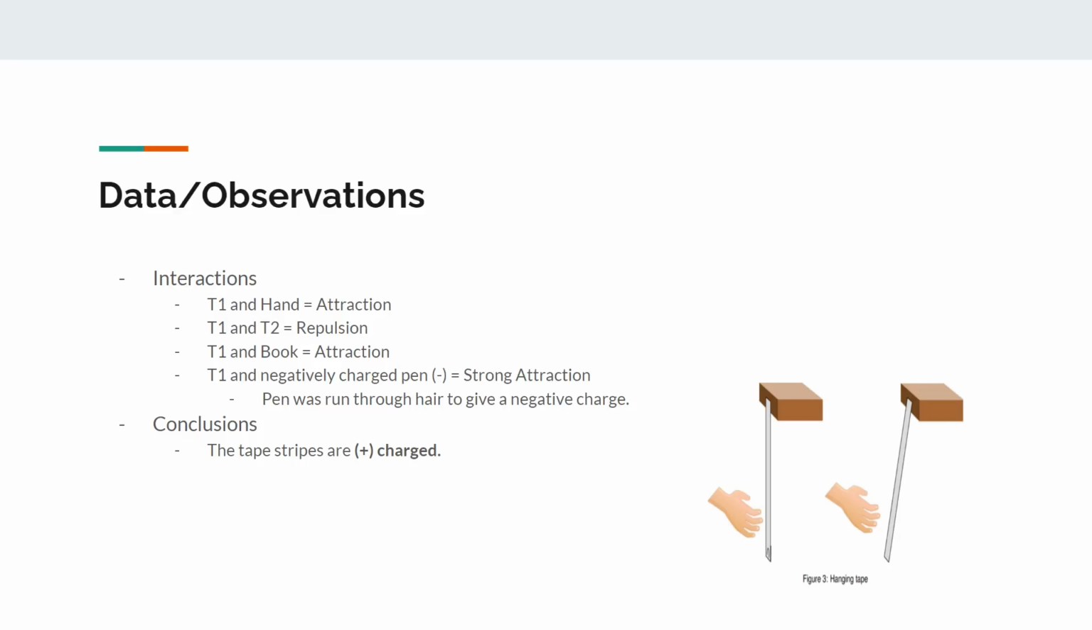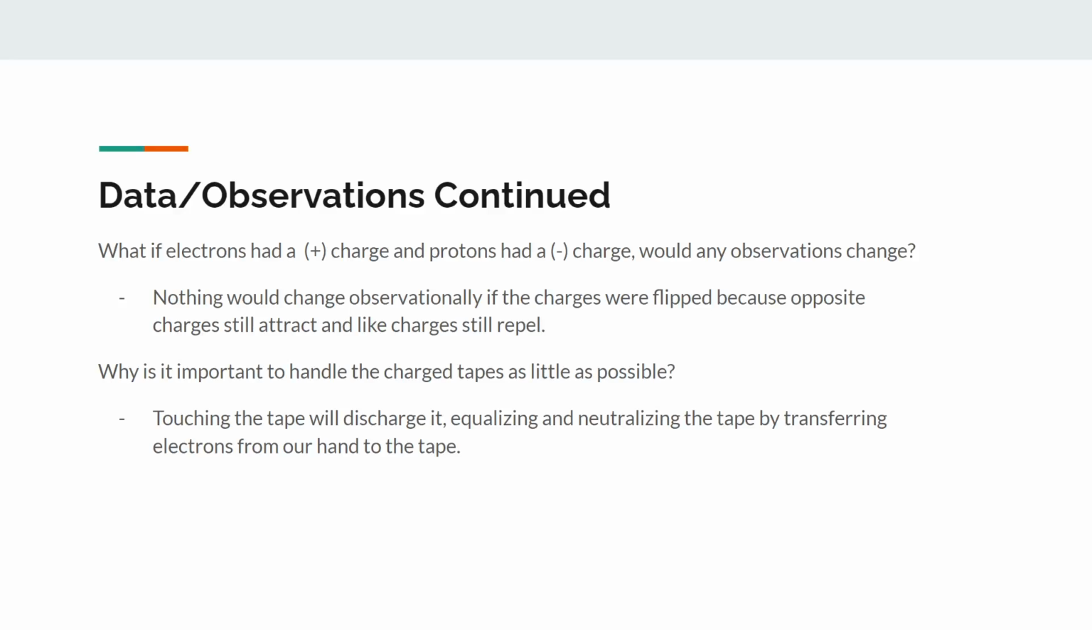are positively charged. So you may ask, what if the positive charge on protons and negative charge on electrons were switched? Nothing really would observationally happen because opposite charges would still attract and like charges would still repel. And it's also important to handle the charge tapes as little as possible because if we handle it too much, it equalizes and neutralizes the tape.